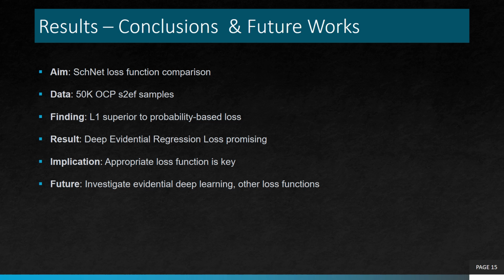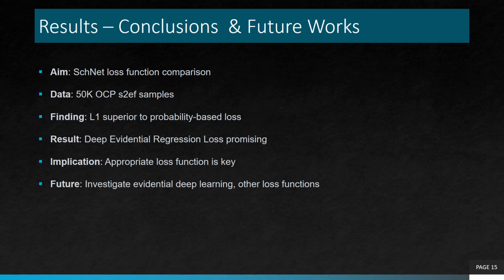In conclusion, this project aimed to compare the different loss functions which could be applied to a SchNet model in the context of quantum chemistry. The 200K S2EF OCP dataset was used for training, validation, and testing purposes. It was seen that the standard L1 loss outperformed all the probability-based loss functions, with the Gaussian negative likelihood loss underperforming when compared to all other losses.